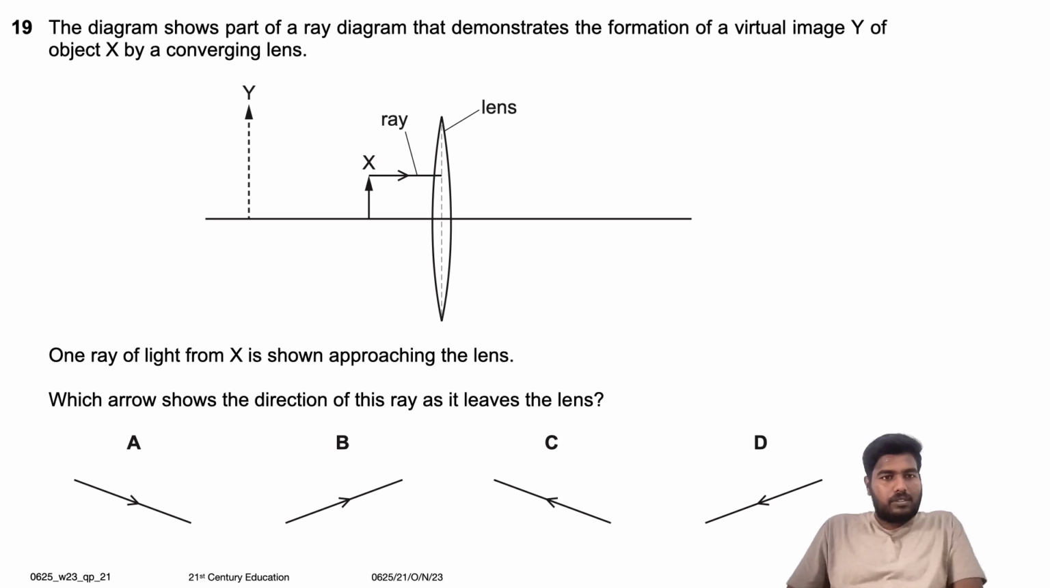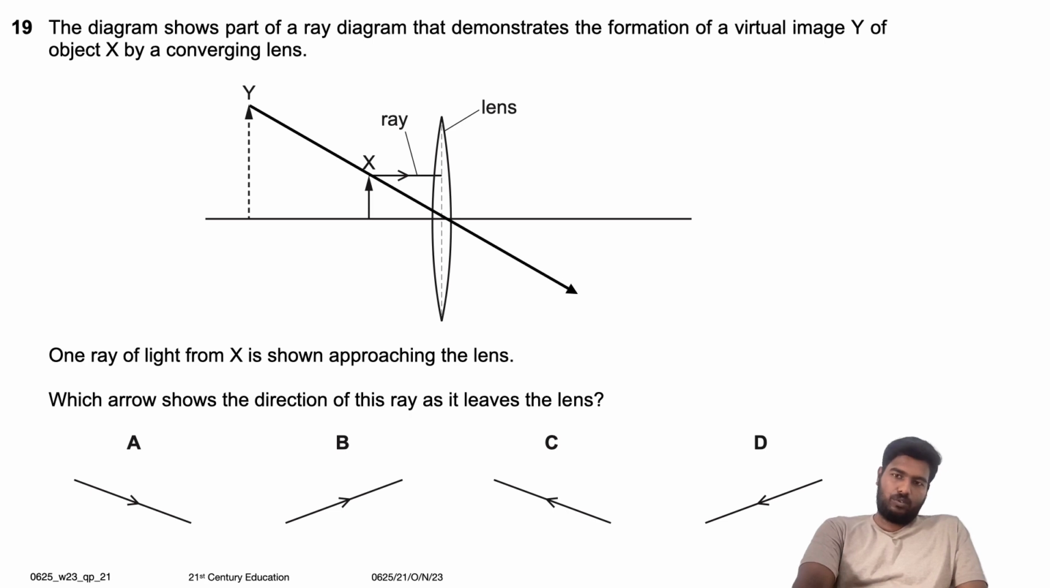The diagram shows part of a ray diagram that demonstrates the formation of a virtual image Y of object X by a converging lens. One ray of light from X is shown approaching the lens. Which arrow shows the direction of this ray as it leaves the lens? It's a virtual image. Now it will look like this. If it is a straight line, it will go through the center of the lens. Now this ray from X will again diffract. It should be a curve.